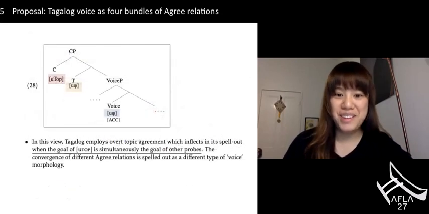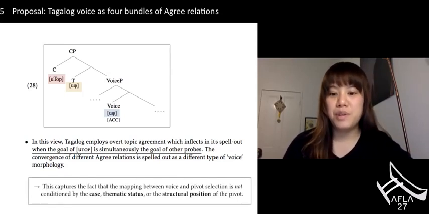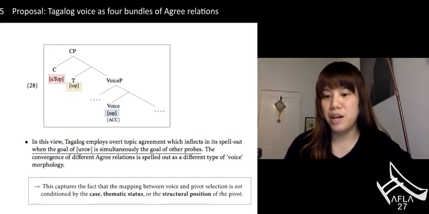Okay, so under this current approach, we could think that Tagalog's voice morphology is a kind of topic agreement that inflects for its combination with other agree relations. And this captures successfully the fact that the mapping between voice and pivot selection in Tagalog can't be simply conditioned by the case, the thematic status, or the structural position of the pivot phrase.